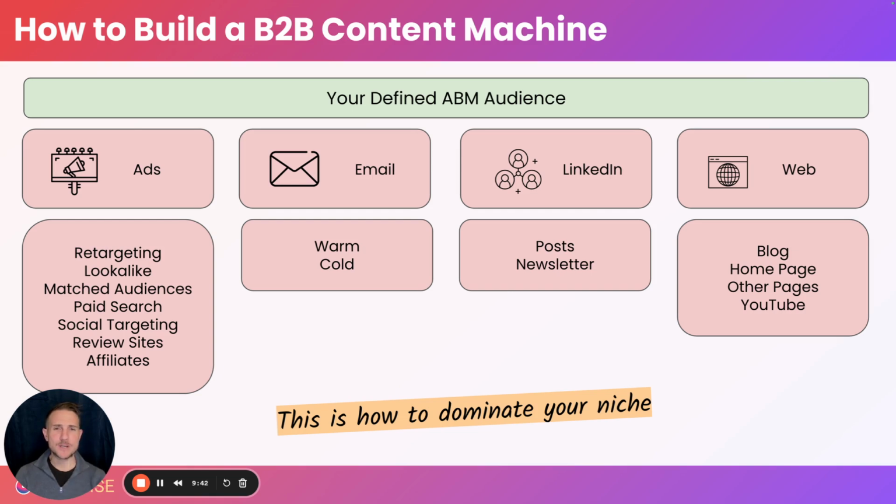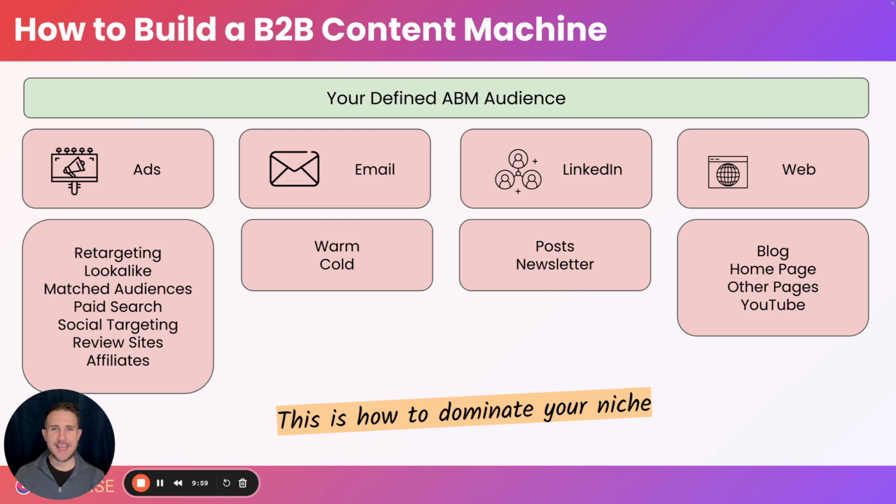And then finally, web. You want to put your content on SEO optimized blog posts. Each of those really only needs to be 1,000 to 1,500 words. You'll want to put it up on YouTube in video format as well, through courses like this. This is how you dominate your niche.